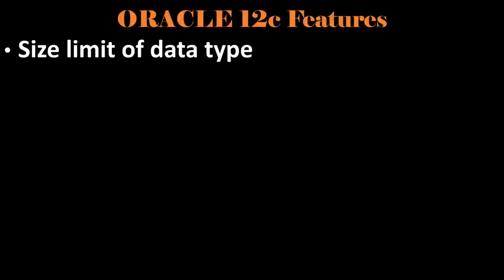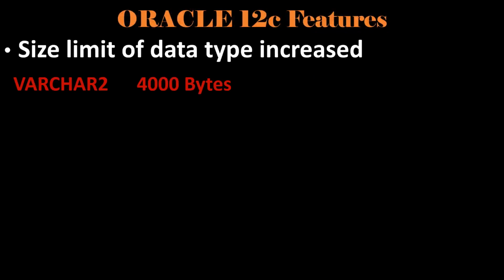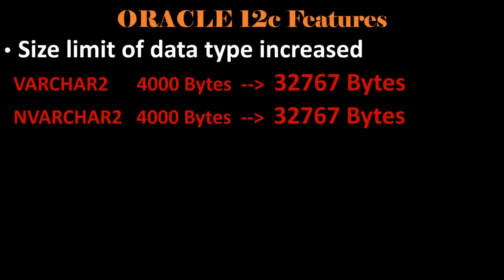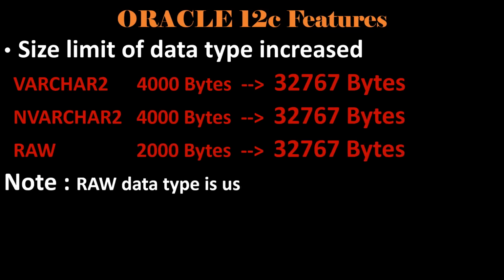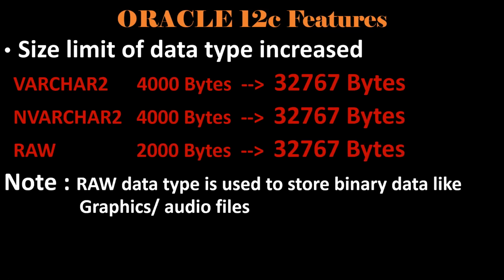First one is the size limit of data types has been increased. Varchar, varchar2 and raw data types have been increased from 4000 bytes to 32767 bytes. Here the raw data type is used to store binary data such as graphics and audio files.